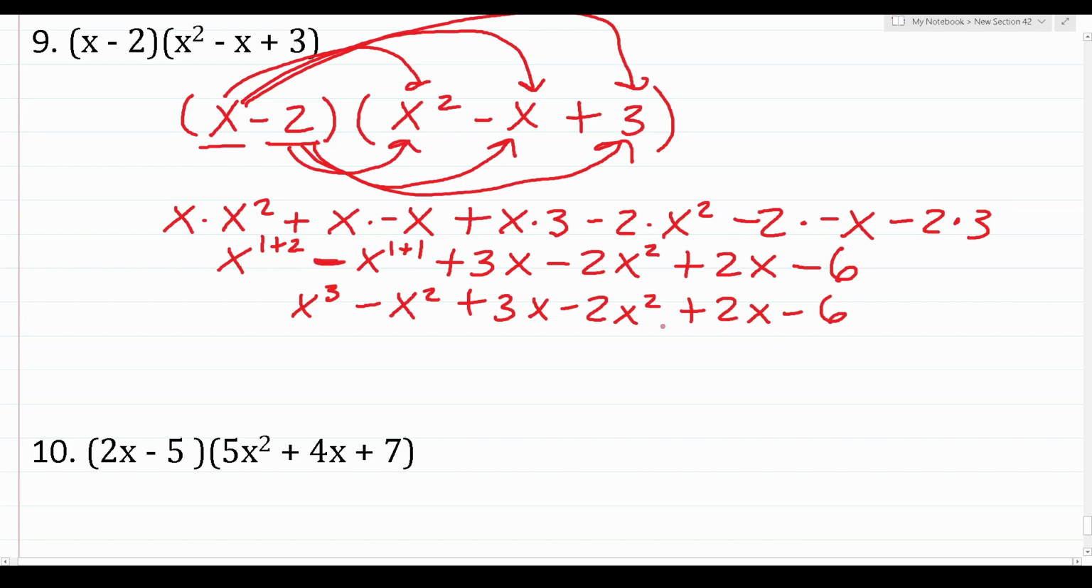Let's combine like terms. X to the 3rd doesn't have anything we can combine it with.